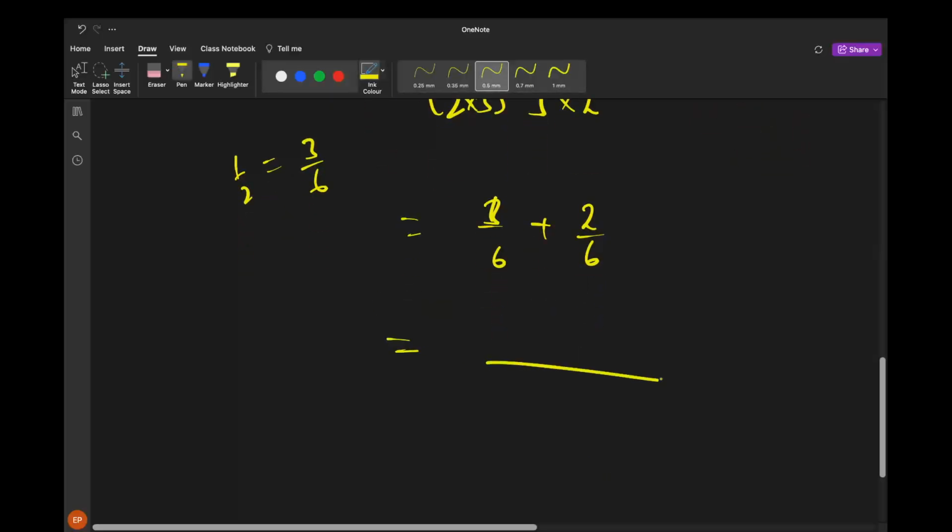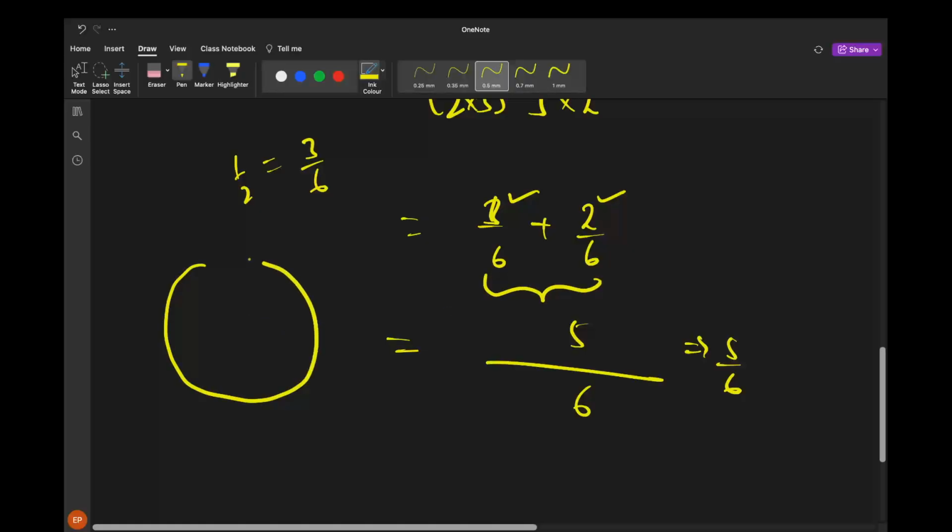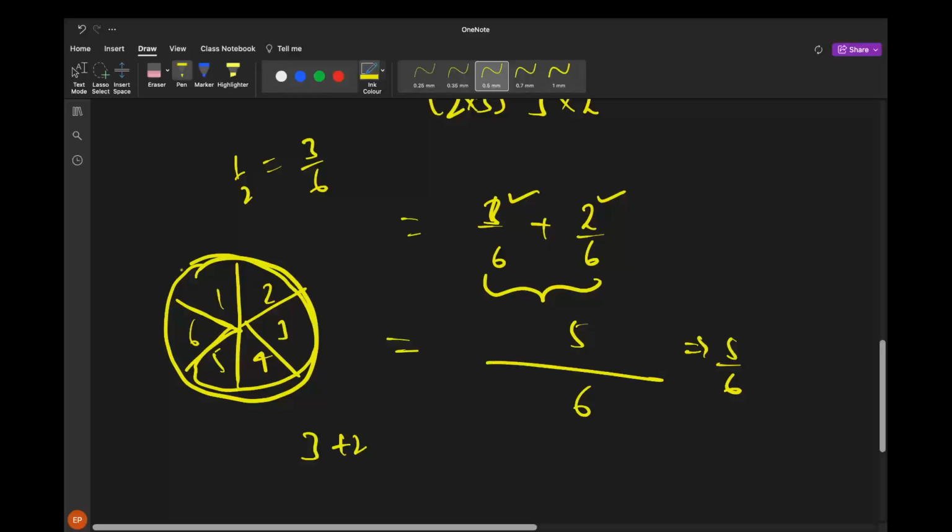Now the denominators are the same, right? 6 and 6. So we can take it common and just add the numerators. 3 plus 2 gives 5. So the answer is 5 by 6. The logic is here. Suppose this is a pizza. We are dividing the pizza into 6 equal parts, right? 1 2 3 4 5 6. Here, in 6 parts I am taking 3 parts. Here, I am taking 2 more parts. So totally we are taking 3 plus 2, 5 parts, right? So that's why 5 by 6.